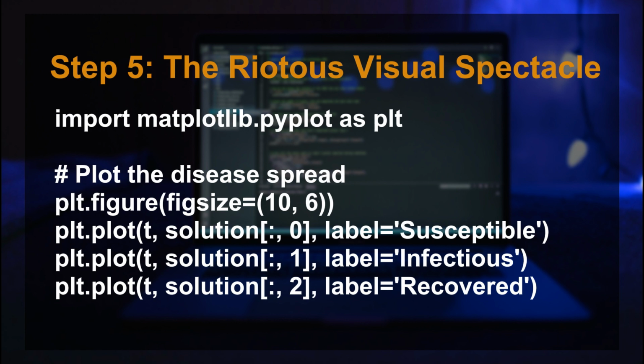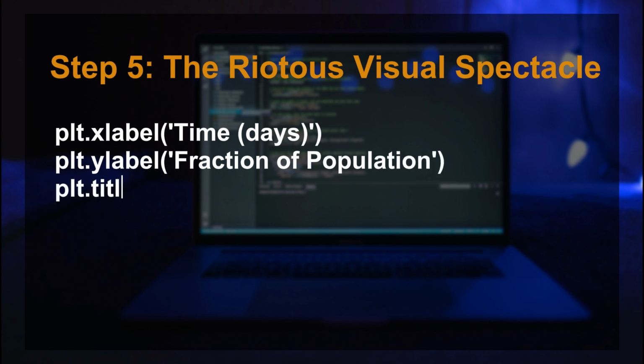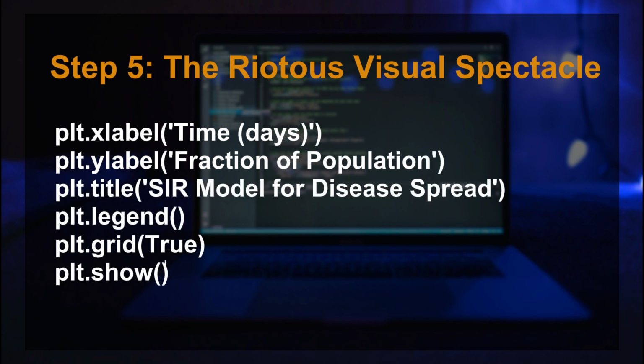But of the 0th index column, in which we are giving the label as susceptible. After that we are plotting the solution. Again, the rows can go from minus infinity to plus infinity, but the column is first, which is labeled as infectious. After infectious we have solution's second column, which we are labeling as recovered. Now we are giving plt.xlabel as time in days, and ylabel as fraction of population.